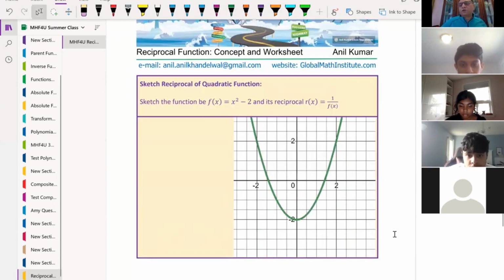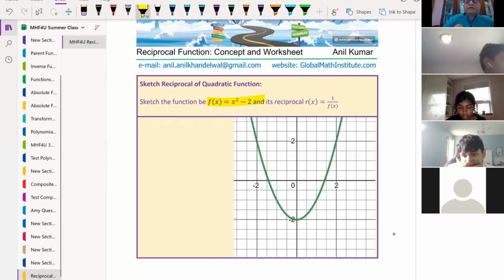And now we'll do a quick exercise on this. I would like Hamza to tell me where are the vertical asymptotes. I want to draw the reciprocal of this function. My function is x squared minus 2. I need to draw the reciprocal of this function. So Hamza, it's just a review. Where are the vertical asymptotes? Tell me.